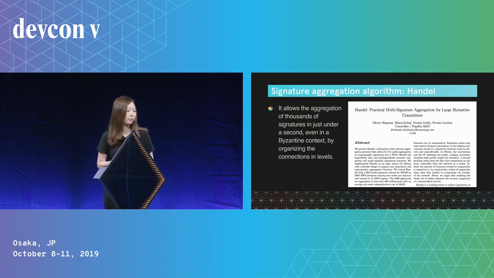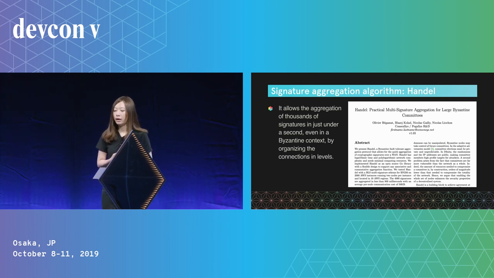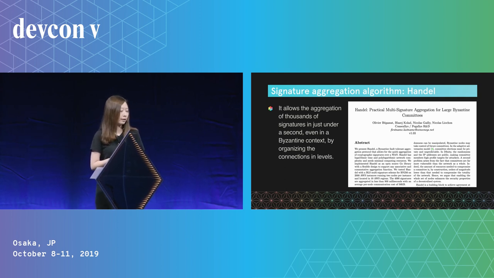Another one is implemented by the Consensus research team. It's called Handel. Handel allows the aggregation of thousands of signatures in just under a second, and it's done by organizing the connections in levels. So it's more like a structured design. It's doing well, but we also need to think more about how we can utilize the hybrid model more efficiently.